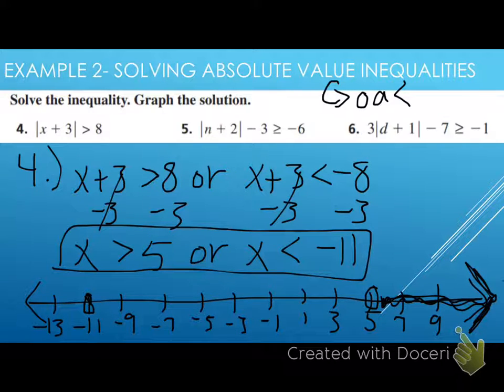X is less than negative 11. Is that to the left or right of negative 11? Left. There's my graph. I'm done with number 4. Any questions how I got it? Not too bad? Can I erase and move to 5?